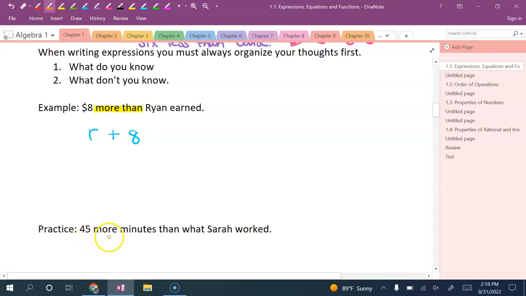So 45 more minutes than what Sarah worked. We don't know what Sarah worked. We don't know how many hours that was, so I'm going to use S for Sarah. And I know it was 45 minutes more, so I need to add 45 minutes to that amount.